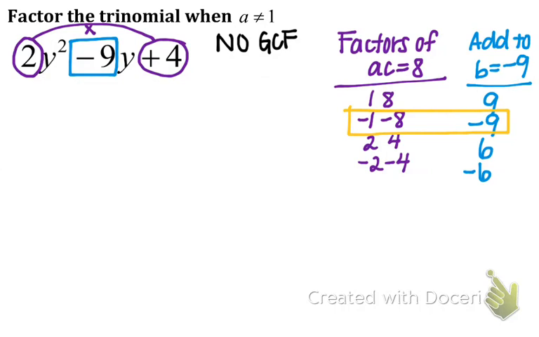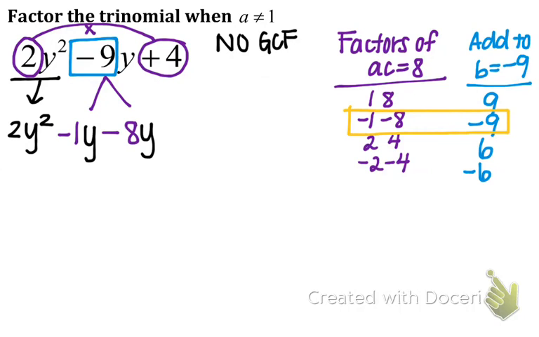Now we're going to rewrite our trinomial with 4 terms. Our first term is going to be the same as the original, 2y squared. Our second term is what we get from splitting up negative 9 into our two factors that we found on the list over here. So we have minus 1y that came from this list and minus 8y that also came from this list. Our last term is going to be the same as our original trinomial, plus 4.